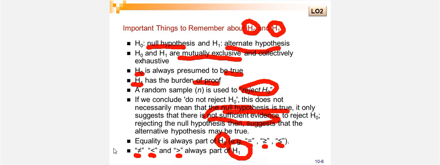H0 always be true, H1 to be proven. Random sample is used to reject H0. Then we say about the do not reject H0 is about statistics. That means we don't get the sufficient evidence. So that's why we say we reject H0. That means kita tak boleh kata reject 100%. No. This one is based on statistics, based on probability. That means we have not found sufficient evidence. That's why we reject the H0. Okay. Then the last one is the mathematical symbol. That means equal, more or lower than, when we develop the hypothesis.